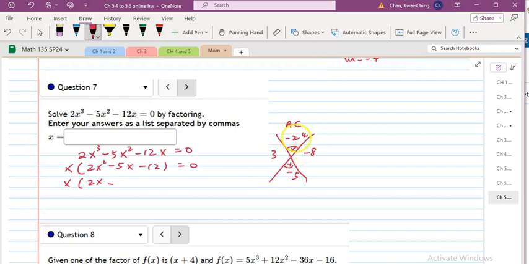3 times negative 8 is negative 24. 3 plus negative 8 is negative 5. But this 3 and negative 8 was used to do the grouping. So 3x minus 8x minus 12 equal to 0. Now I have 4 terms. If I have 4 terms, I can do grouping.